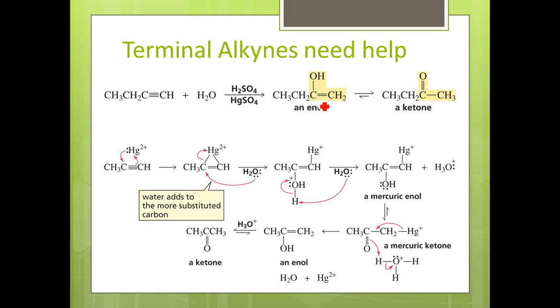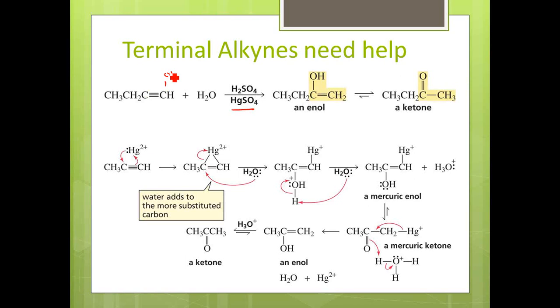Alright, turns out we can't do this so easily if we have a terminal alkyne. Terminal alkynes just mean that we have that triple bond on the end. Turns out the enol form of that is not very stable. So to get it to happen, we have to use a catalyst. The nasty catalyst in this case is actually mercury sulfate. So we wouldn't really want to use this in the real world too often because of the mercury, but this is the only way we could make it happen.